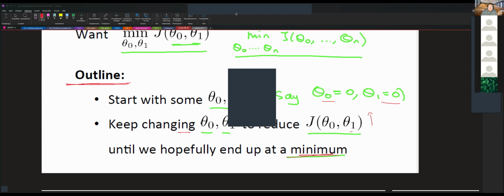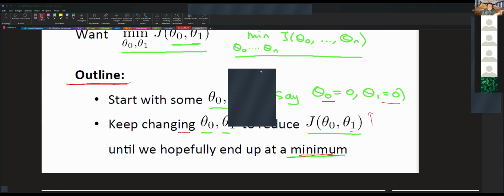How to change? Exactly. So it says we keep changing, and how to change and reduce theta. Exactly. So, one very important thing.